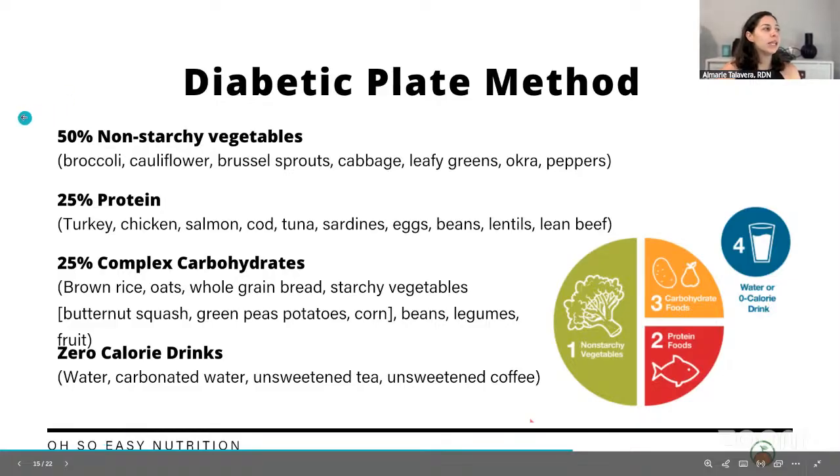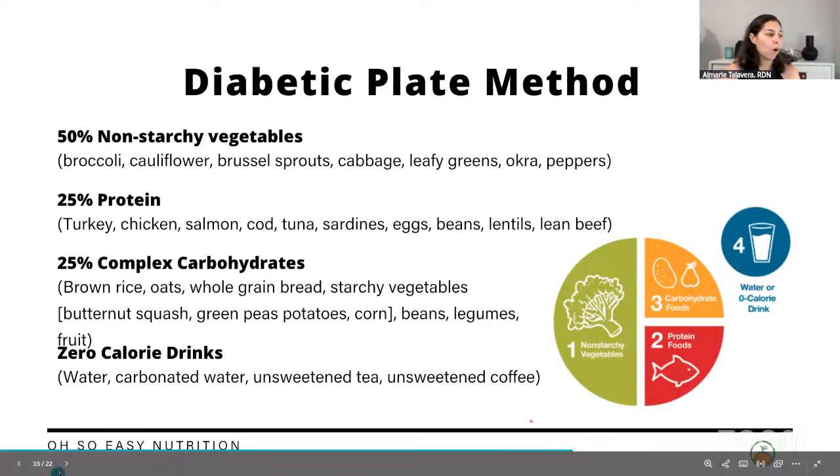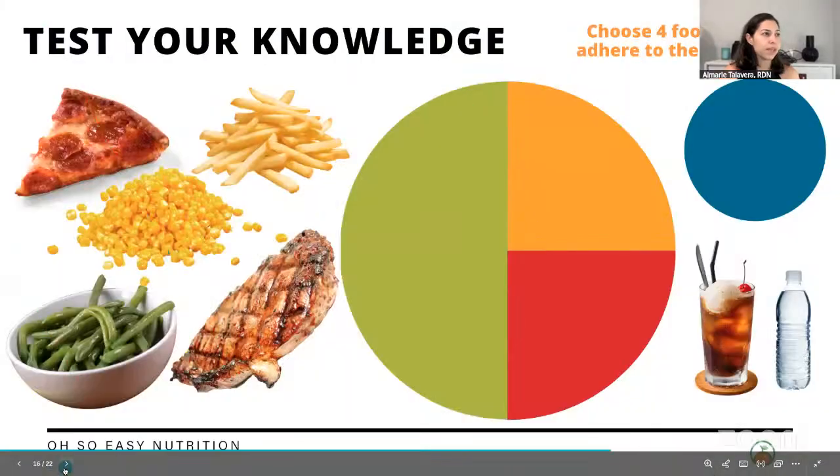So we want at least 50% of the plate to be non-starchy vegetables. We want 25% of the plate to be protein, and then we want 25% of the plate to be complex carbs. And if possible, choosing 0-calorie drinks or water. So let's see here if you can choose 4 foods that will adhere to the 4 pillars. I'll give you a moment.